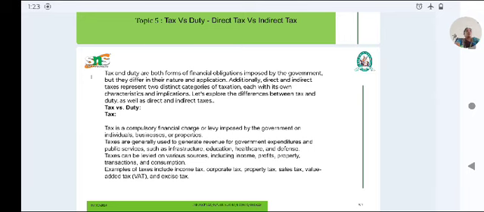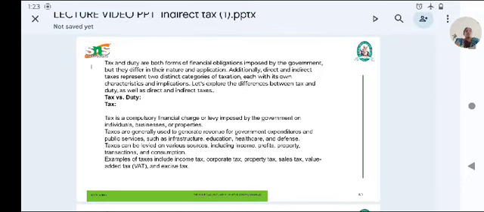Tax and duty are both forms of financial obligations imposed by the government, but they differ in their nature and applications. Additionally, direct and indirect taxes represent two categories of taxation, each with its own characteristics and implications. Let's explore the difference between tax and duty, as well as direct tax and indirect tax. First, we will explain tax versus duty.